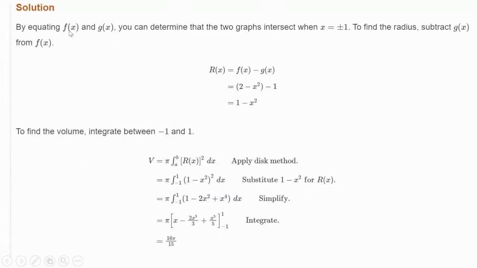So what we're going to do is we're going to equate f of x and g of x. And so if we equate f of x and g of x, we can realize that that's going to tell us where the two graphs intersect. So when we set f of x equal to g of x, we're saying that this one is equal to 1. So when we solve that, that means this is equal to 0. Okay, so this is 1 minus x squared. And so when is 1 minus x squared equal to 0? And that means we're integrating between -1 and 1.